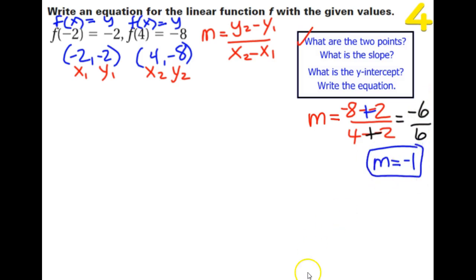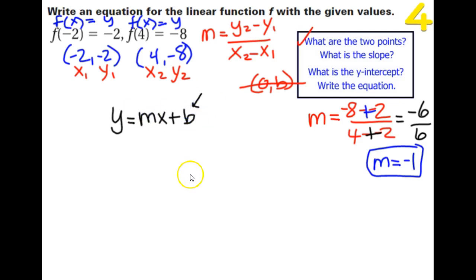This seems like the last one, but what's different about this problem is, yesterday we looked for the point 0, b to find our y-intercept. We can't do that today because there's no 0 in our points. So we instead need to use the equation y equals mx plus b to figure out what b is. So I'm just going to use the first point here. If you want to use the second point, you can.